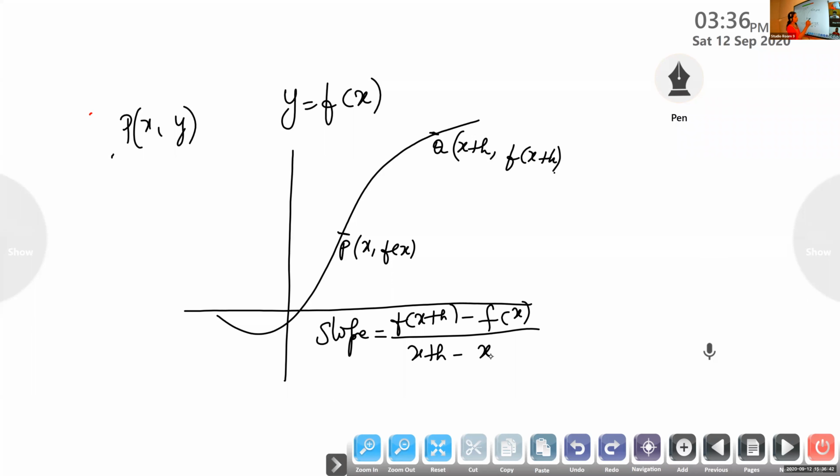So what is the change here? New value is f of x plus h, old value is f of x. So what is the change? New value minus old value, f of x plus h minus f of x by change in x, x plus h minus x. So these two will get cancelled. So you will get f of x plus h minus f of x by h.